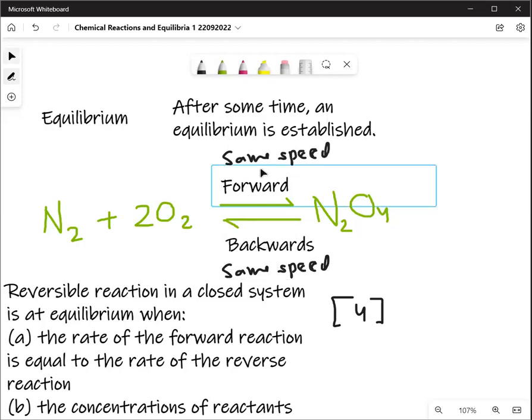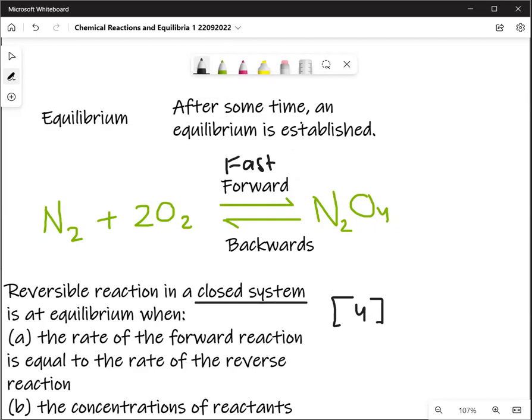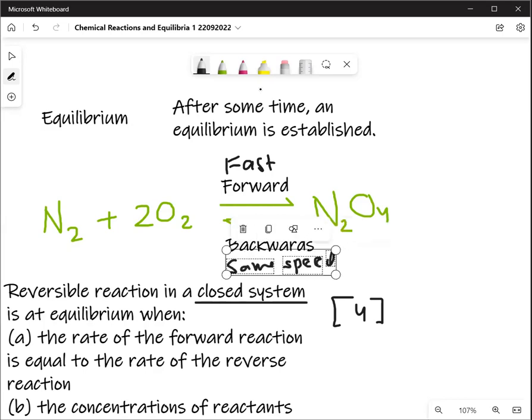So at the start, that wasn't happening. At the start, the forward reaction was fast. But after some time, if you leave this reaction in a closed system, both the forward and backward reactions become equal. The speed becomes the same.